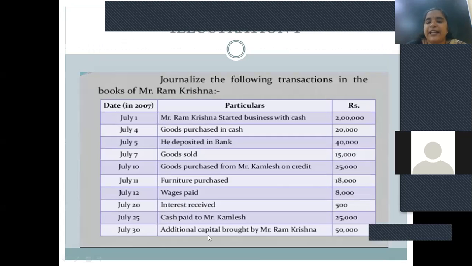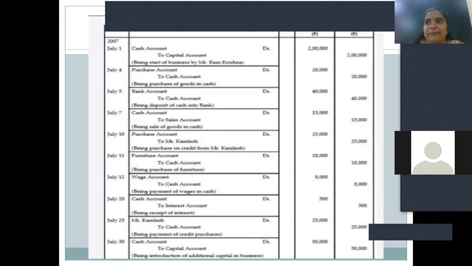Ramakrishna invested additional capital in the business on 30th July. So again, cash is invested in the business. Cash is coming into the business, debit 50,000. And who is giving? Ramakrishna is giving. So credit the giver. The giver, Ramakrishna, is the owner, so we write it as capital account. Cash is coming in, debit, and the person is giving it, so his account is credited. So we write the narration: being introduction of additional capital in business. Okay, so this is how we write journal entries.